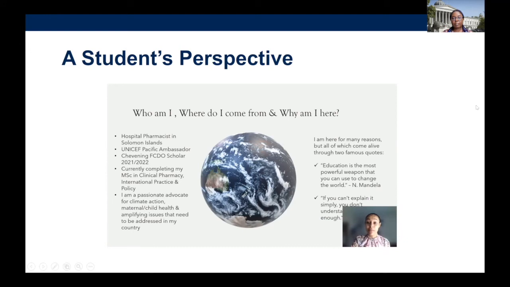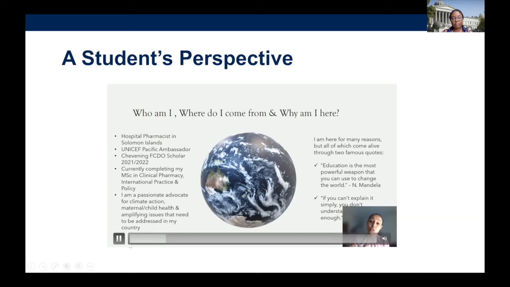I am a hospital pharmacist, and I come from the Solomon Islands, a little island country in the South Pacific of roughly 700,000 people. We are a few dots on the world's map, but as you can probably recognize, Australia is just about a 3-hour flight from us. I also am a UNICEF Pacific Ambassador and Achieving Scholar, which is how my Master's in Clinical Pharmacy, International Practice and Policy at UCL is made possible.